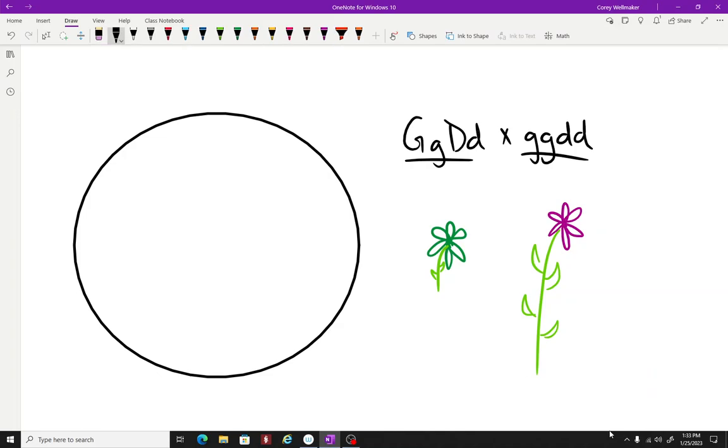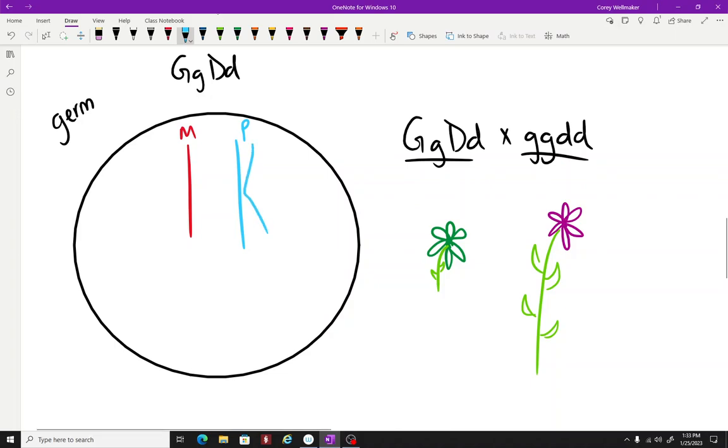The traits sort independently, and the reason they sort independently is this. If they're on different chromosomes, here is the maternal chromosome for the heterozygous organism. This is a germ cell, so this is a cell that will do meiosis. The maternal chromosome and paternal chromosome, they're homologous. They're going to find each other during meiosis 1, and they'll actually be duplicated, right? So let me draw them as duplicated chromosomes.